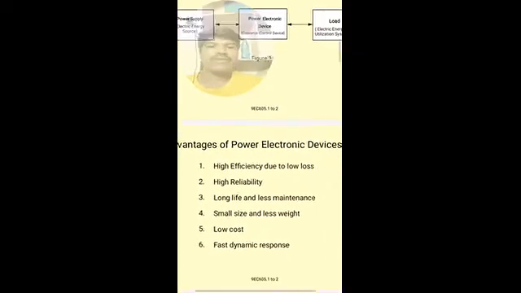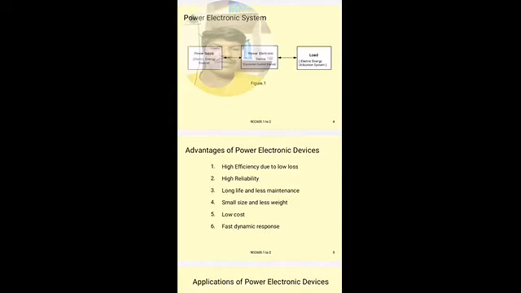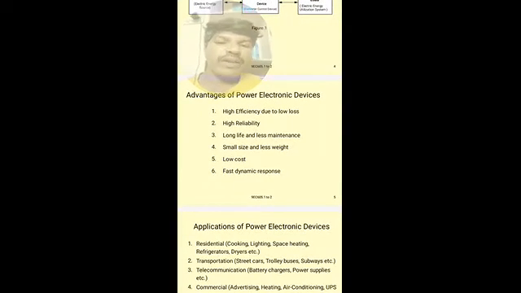Advantages of power electronic devices. There are different advantages, namely high efficiency due to low loss, because the on-state resistance is very low, so the on-state loss is very low. And high reliability: you may get the same operation at any time at rated voltage. Long life, and it requires less maintenance. Compared with electromechanical switches, they occupy small size and less weight, have low cost, and fast dynamic response. So these are the advantages of power electronic devices.